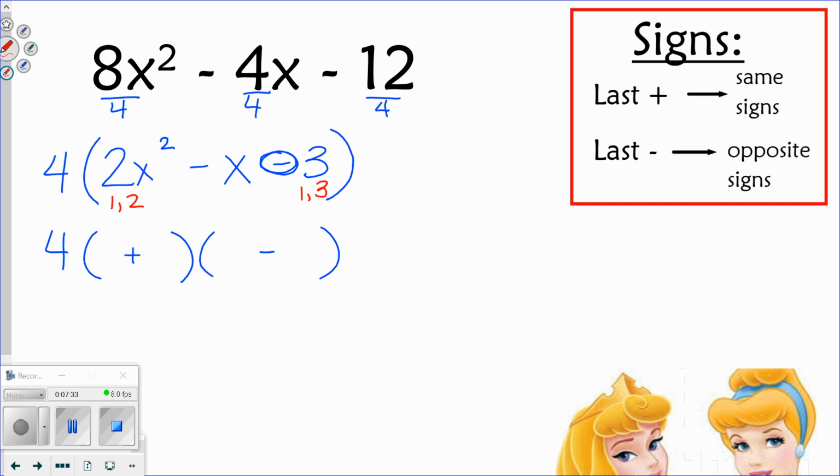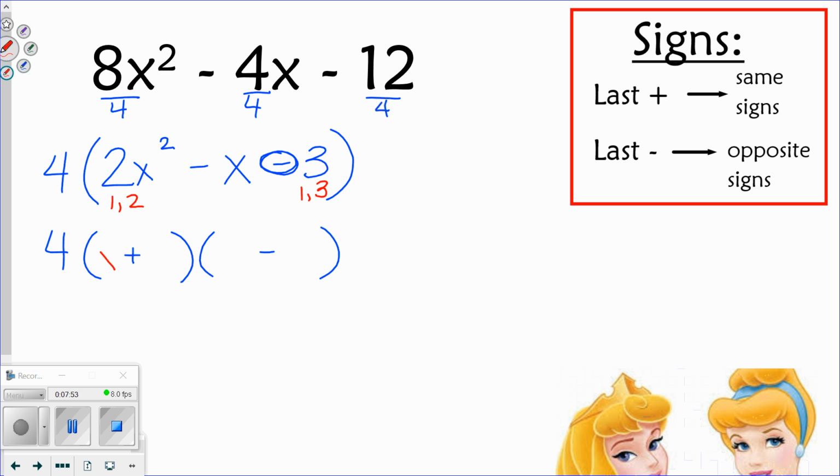Now, take a minute and look before we finish this problem. Had you not taken out your GCF, you would have had 1 and 8 and 2 and 4, 1 and 12, 2 and 6, 3 and 4. Look at all the options you would have had to kind of mess around with. Pull out your GCF. I don't have any options. I just might have to flip it once. That's all I'm going to have.